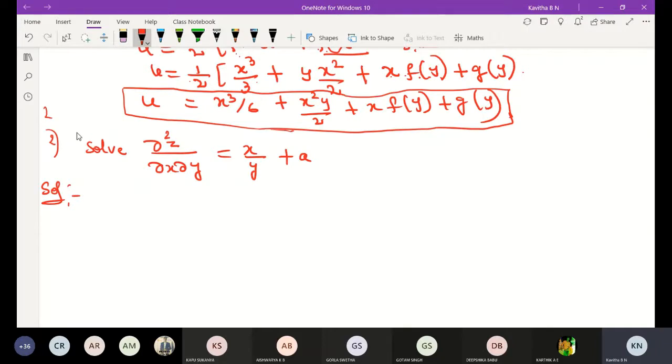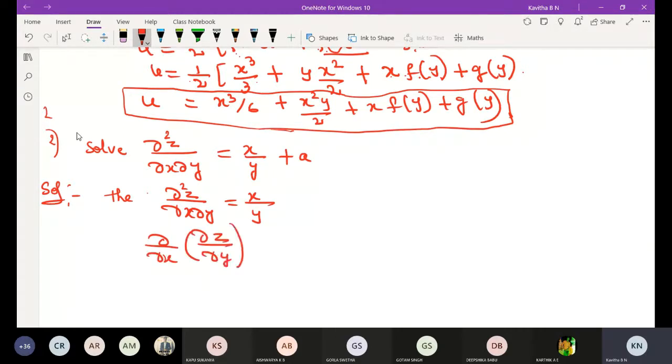Then the solution of the PDE. The solution of the PDE can be written as, observe here, del square z by del x del y is equal to xy. We write this as del by del x into del z by del y is equal to x by y.